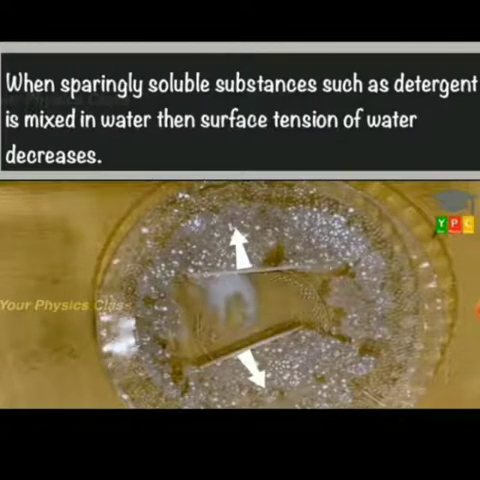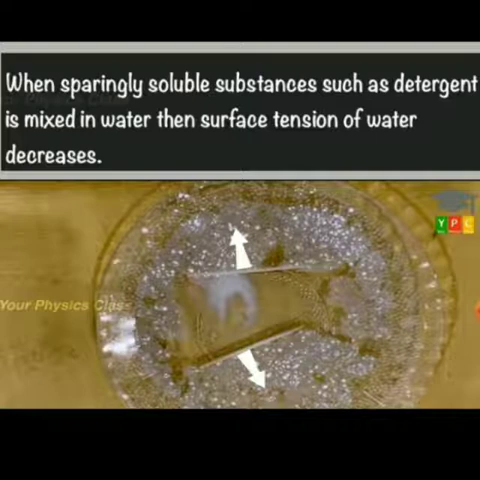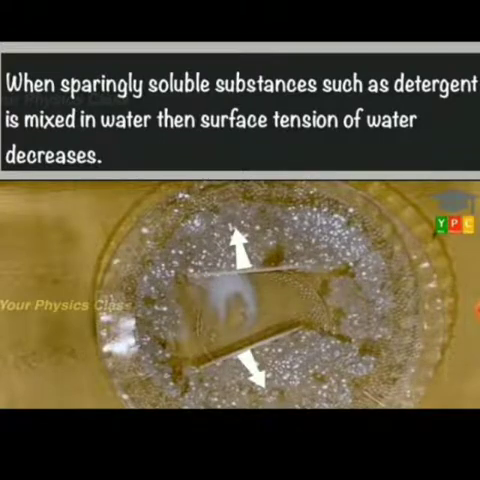Now when sparingly soluble substances such as detergent are mixed in water, the surface tension of water decreases. Take the same bowl filled with water, put some talcum powder on the surface and place two toothpicks on the surface of the water. Now when we add detergent powder to the water, these toothpicks move away from each other. This means the tendency of contraction of the liquid decreases, meaning the surface tension of the water decreases.